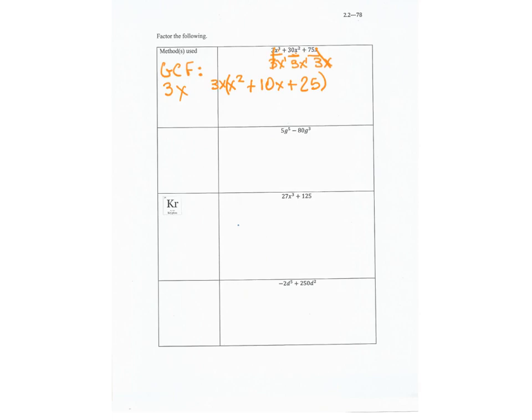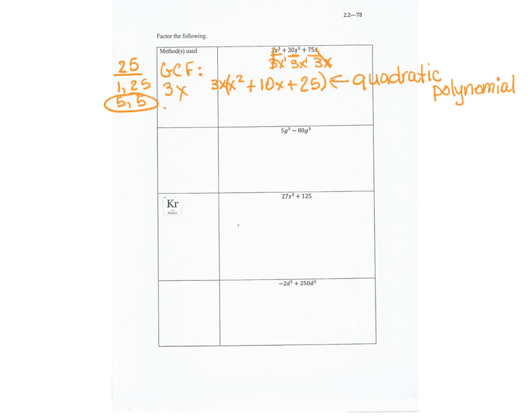What's the second thing I'm going to do? This is called a quadratic polynomial. So I'm going to come over to the side, and I'm going to take my 25, and I'm going to list my factors of 25. I have 1 and 25, 5 and 5. Which ones of these could add or subtract in some way to give me 10? 5 and 5.